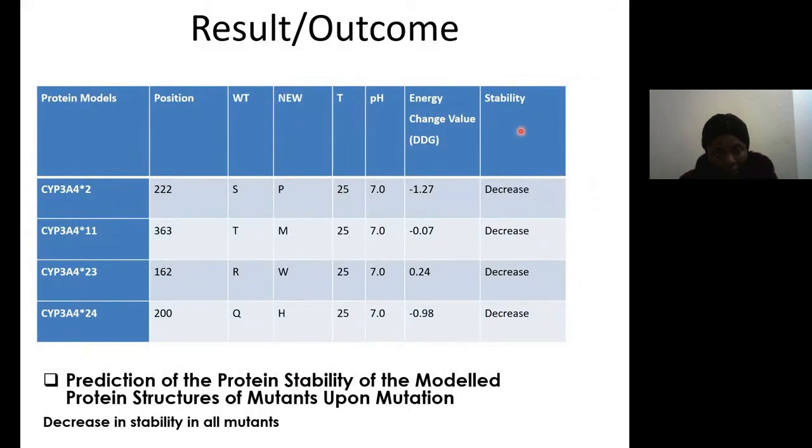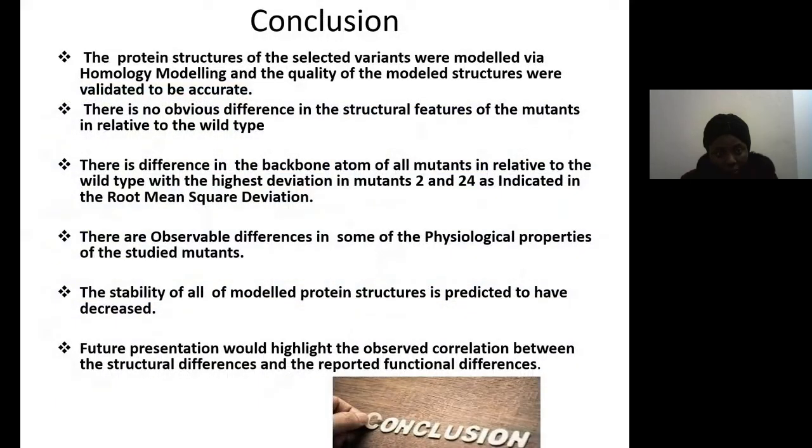There is a decrease in the stability of all the selected modeled protein structures of the variants, and this is in line with the report obtained from the RMSD and the instability index from the physiochemical characteristics of the selected variants. In conclusion, the protein structures of the selected variants were modeled via homology modeling, and the quality of the model structures was validated to be accurate, as confirmed by the quality assessment tool.